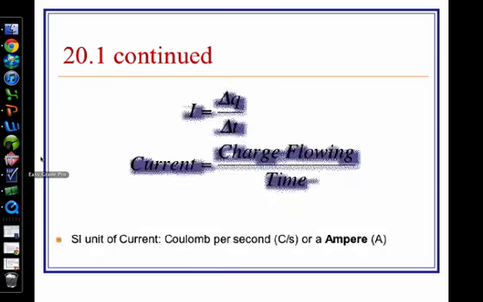All right, current. Current is measured in coulombs per second. It is the charge flowing per second. A coulomb per second is equal to an ampere. So we have current. It's how much charge passes a given point in a certain amount of time. Pretty straightforward. Coulomb per second and ampere. And the symbol for current, this is a little weird, is I, not C. C was used too much, so the symbol that we use for current is I.